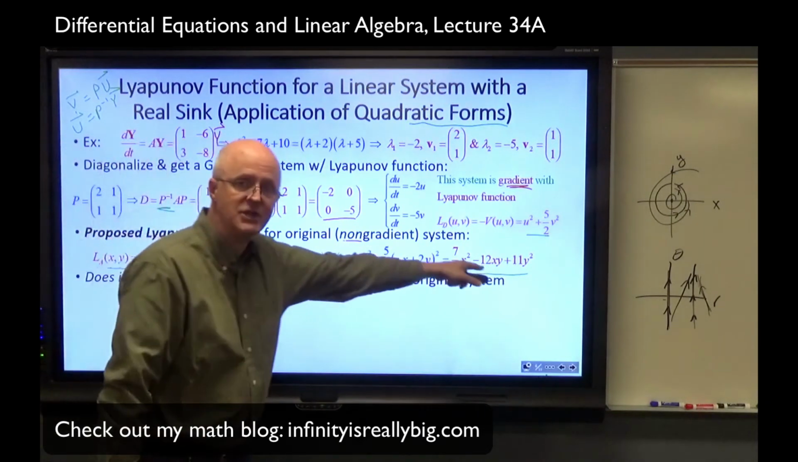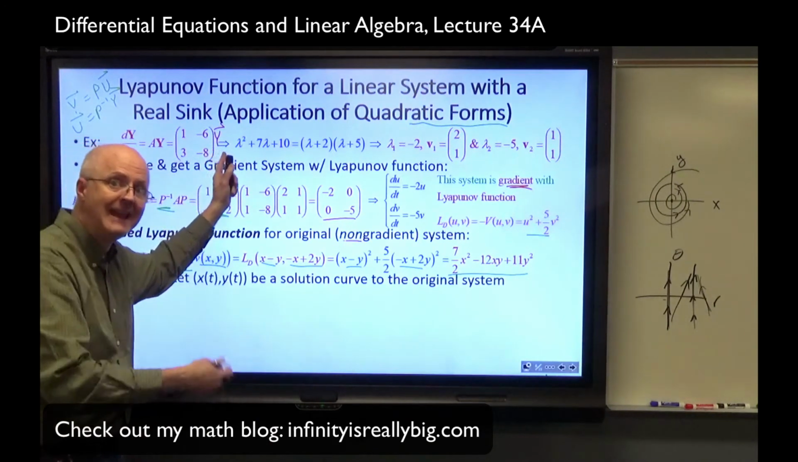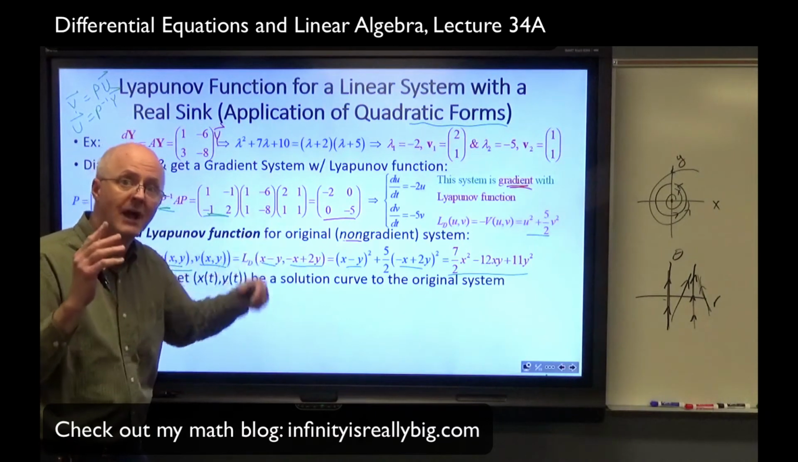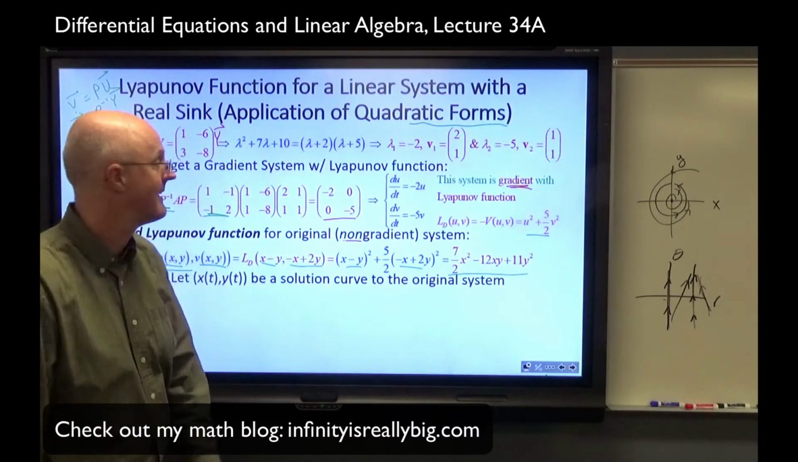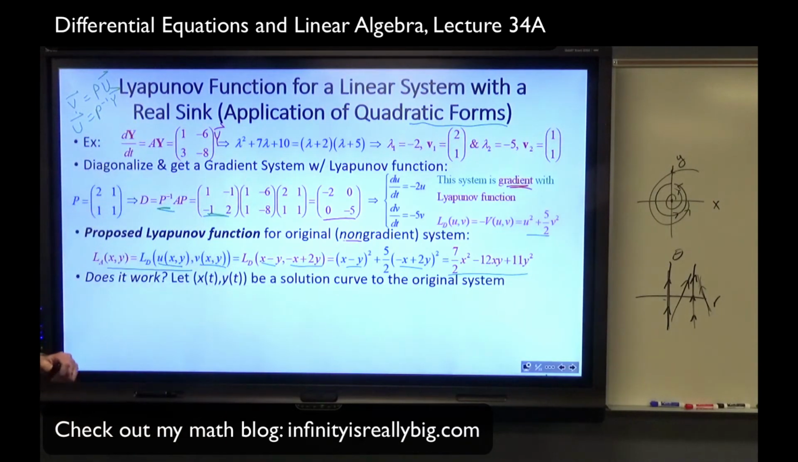We need to differentiate this along a solution curve for the original system. And the ending answer that we get from the differentiation will be a quadratic form that will actually be negative definite. And that's why this function is going to be a Lyapunov function for the original system.